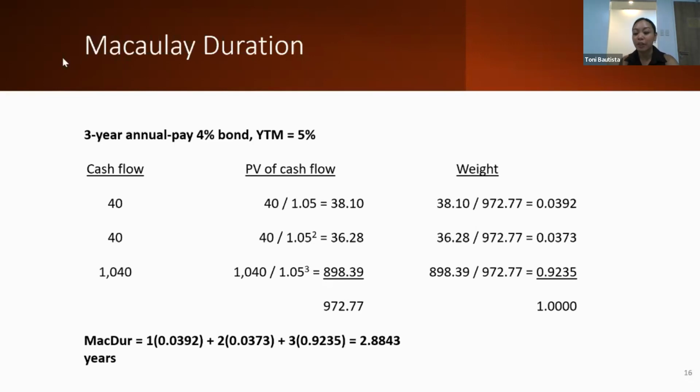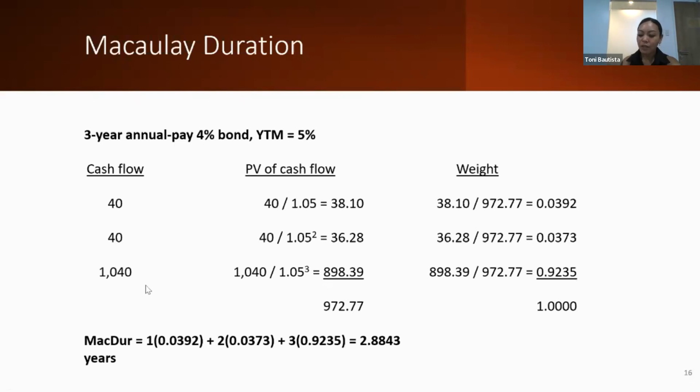So let's assume here that you have a 3-year annual pay bond, and the coupon of the bond is currently at 4%. The YTM, which is what we use for computing present value, and I know that you've already discussed this under bond valuation, is 5%. Let's assume that par or your principal is only 1,000 pesos. So we need to outline the cash flows. You will be receiving 40 pesos, this is 1,000 times 4%, 1 year from now, another 40 pesos 2 years from now, and then at maturity, which is 3 years from now, you will be receiving 1,040.